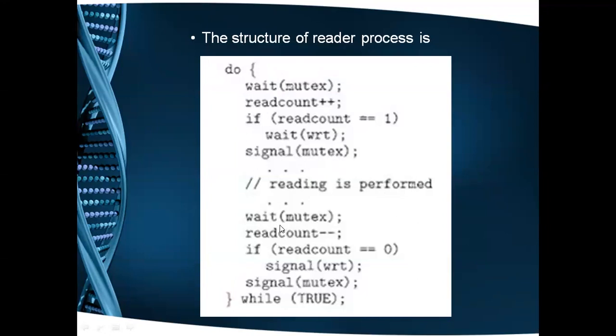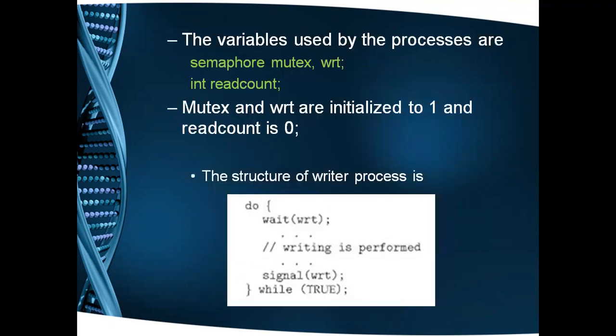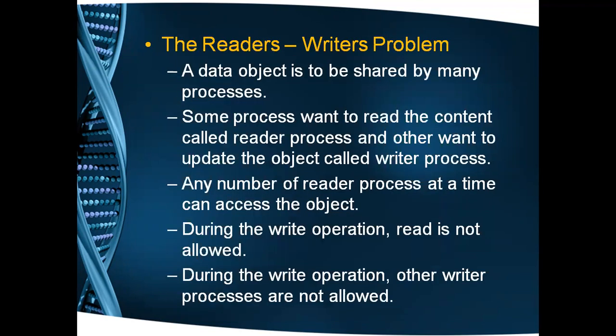So all the reader processes can read at the same time. Once the read is over, we have to decrement the read count. Whenever the read count becomes 0, we should allow the writer process to update the data. For that, a signal of write is given here. Once the signal of write is given, that ensures that all read operations are over. Now the writer process is allowed to perform the write operation. So this is the structure of the reader process. Using this and the writer process, we can solve the readers-writers problem.